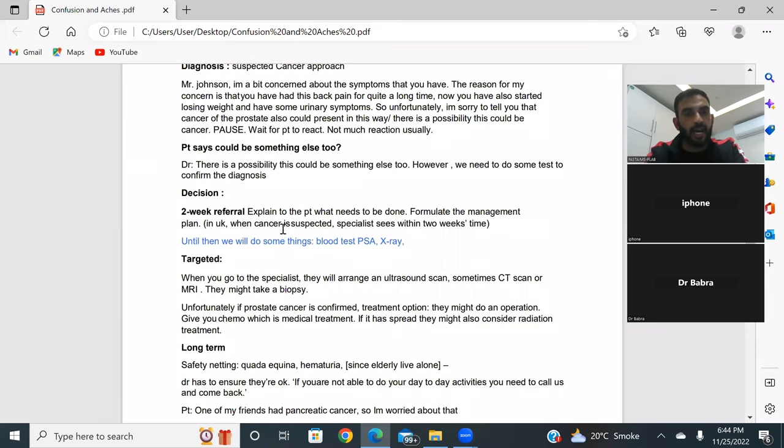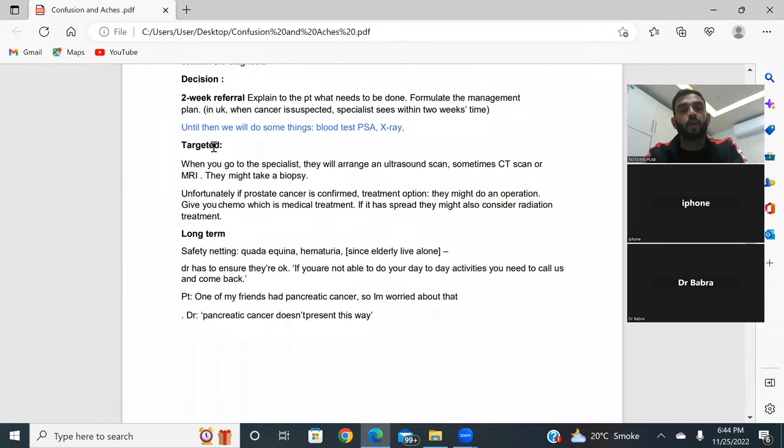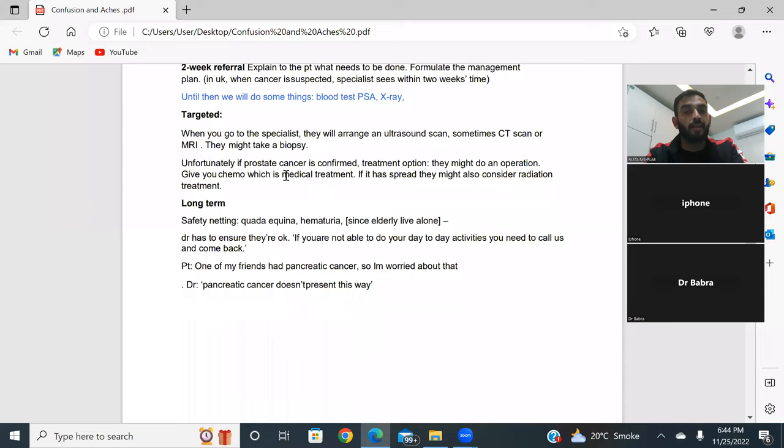2-week referral time, I've told you that, and you will be having an X-ray spine and PSA. Never forget to say, then what is the targeted investigation? Again, the targeted would be CT scan or MRI and ultrasound. And you will be asking, if you want me to discuss the treatment options, I can discuss with you, but you need to take the patient's concern. Don't tell it like a parrot, saying okay, we are sending you and they are going to do this.